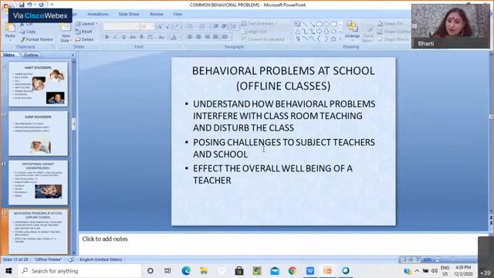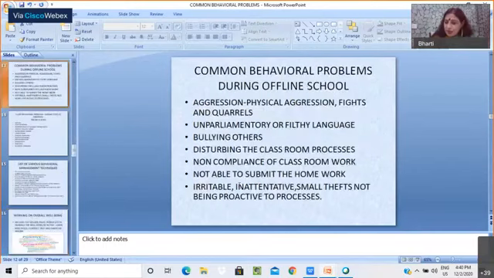Before COVID, we had offline classes, and suddenly this new term, offline, online, you know, and then understand how behavioral problems interfere with classroom teaching and disturb the class, posing challenges to the subject teachers and school just because of behavioral disorders, behavioral problems. The child loses out on all other aspects of his growth and development, and it affects the overall well-being of a teacher. See, the challenges of behavioral disorders, I have not taken into account only students. I'm talking about teachers too, because teachers also have emotional well-being. We all do, and it matters how it affects us if the child has some behavioral disorder, or if the child is continuously posing threats or behavioral challenges to the classroom or society.